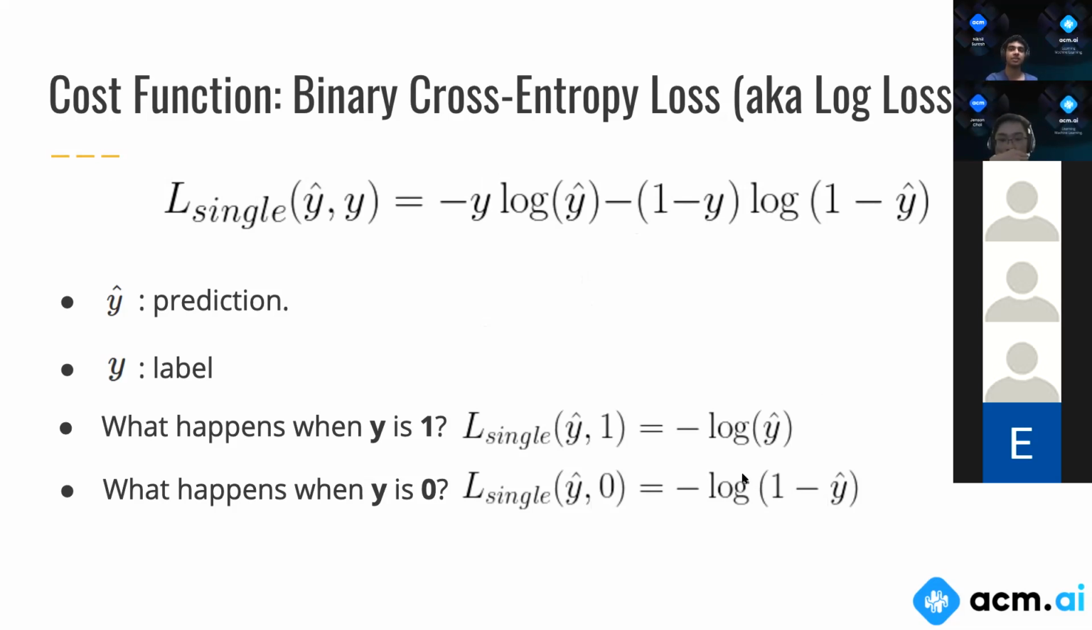But the important point is that this equation basically only has 2 cases. Is our label 1? Then it's this case. Is our label 0? Then it's this case. So it looks complicated, but the real thing is these 2 cases, because y can only equal 0 or 1. That's important to keep in mind.